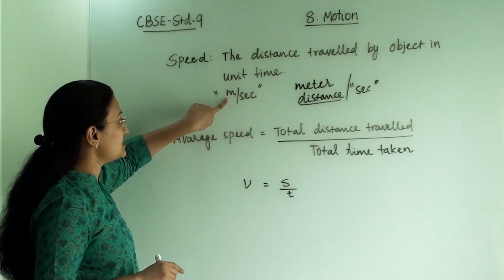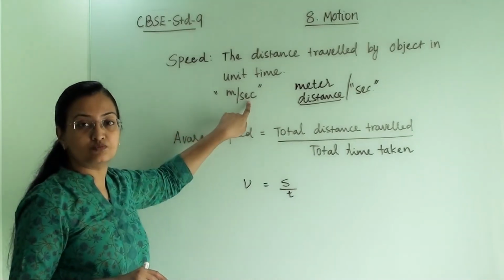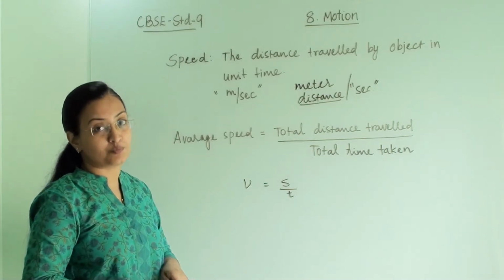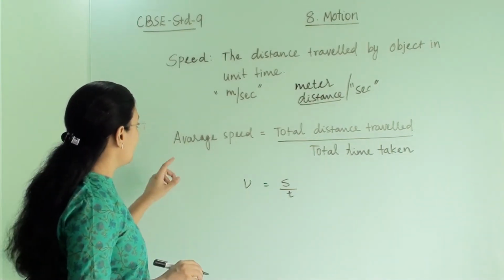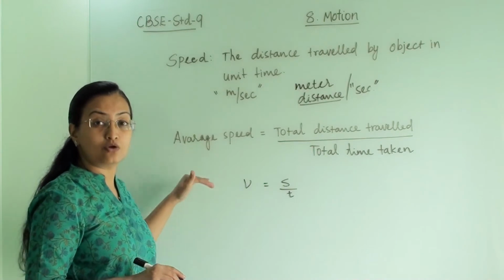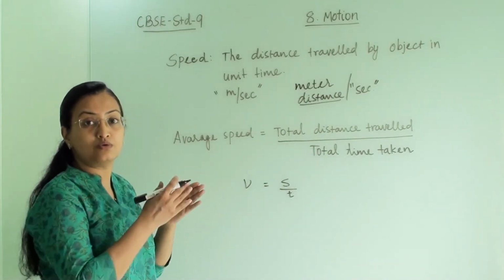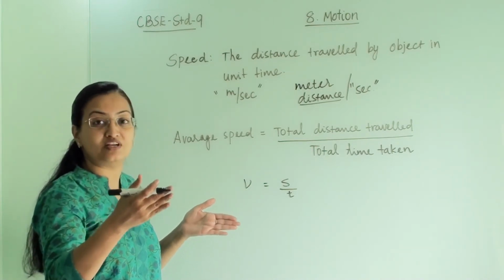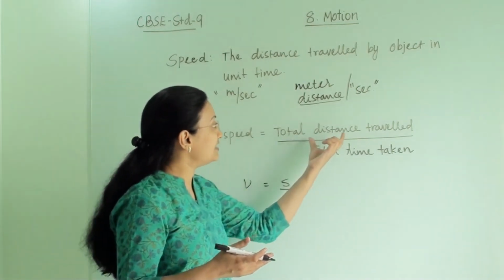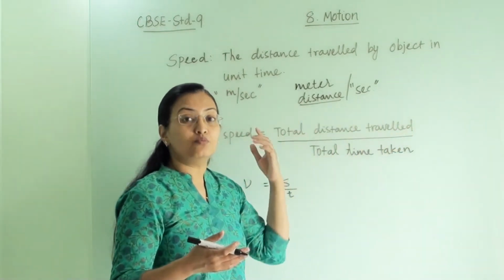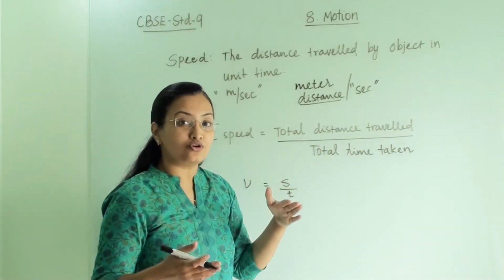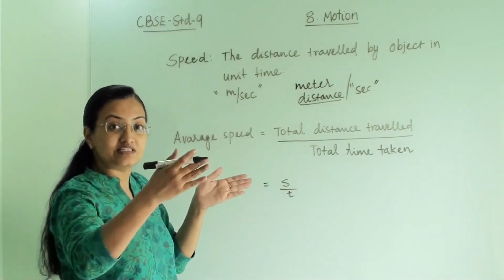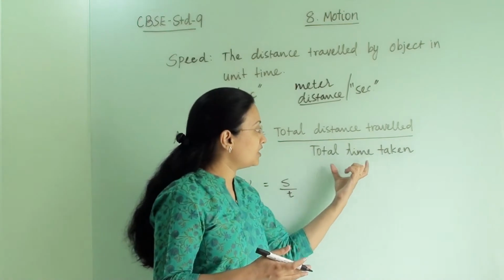So this much distance has been covered in this much time interval. So this is the SI unit of speed, that is meter per second. Now from the speed we can also write average speed. Throughout the journey, what was the average speed of that car or of that body? So that is total distance travelled. When the motion is uniform or non-uniform, at that time we can take out the average speed. That is total distance travelled by total time taken.